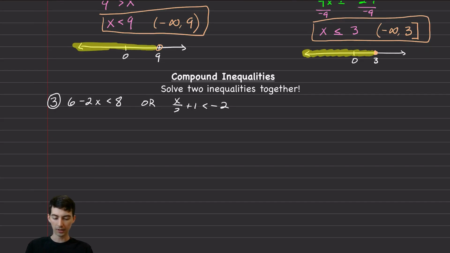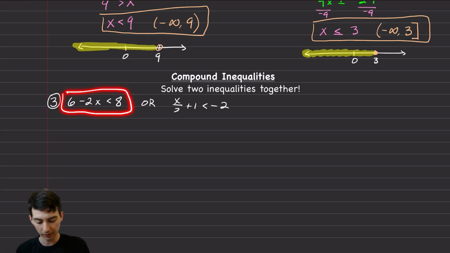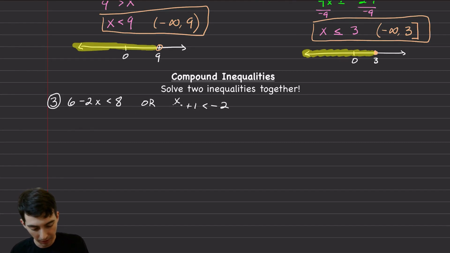So here we have an or statement. The first one is 6 minus 2x is less than 8. Or we have x over 2, and I can write this 2 a little better maybe. x over 2 plus 1 is less than negative 2. So let's go ahead and do this. We're just going to solve each of them by themselves. The good thing is in either one of these, I don't have any simplifying to do.